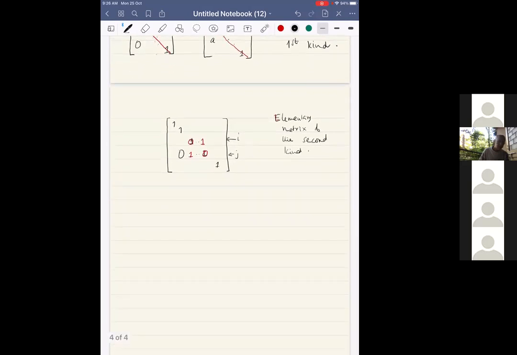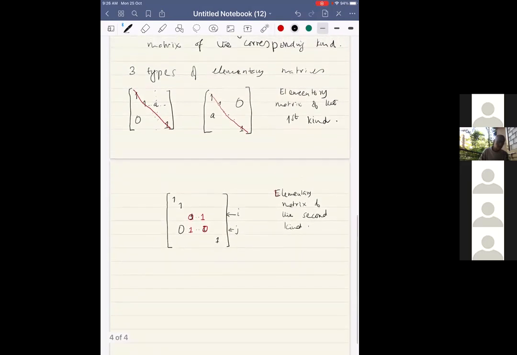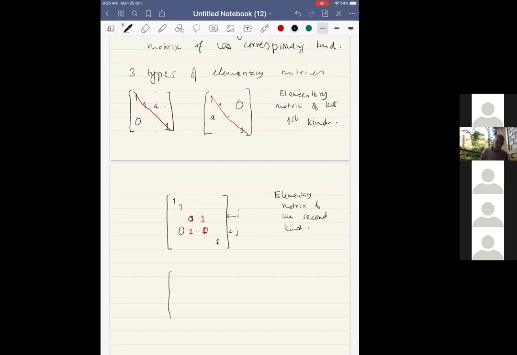And the third one is this one. You start with the identity matrix, and then if I look at the ith diagonal entry, you take this 1 and change it to some non-zero c. So this is the third kind.